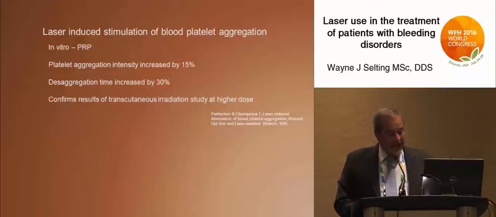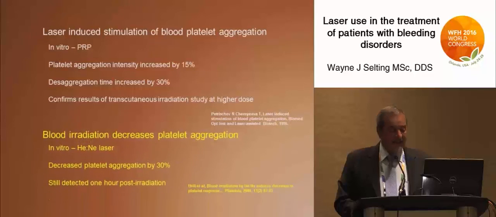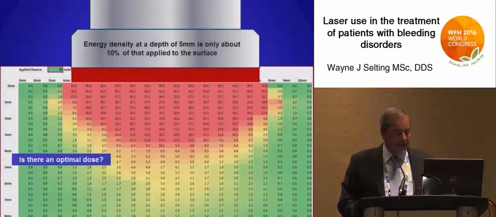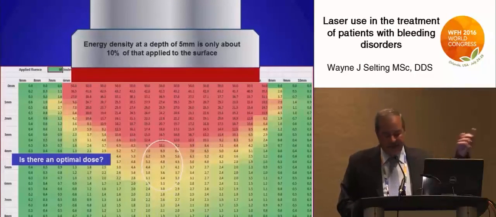But look at this study. Here's another one that I found, and it says exactly the opposite. Decreases platelet aggregation by 30%. But it says one thing. It said the effect that the laser had can still be noticed an hour later. So that answers, here we'll go by here. This is what's the optimal dose? 3 to 10 joules per centimeter squared.